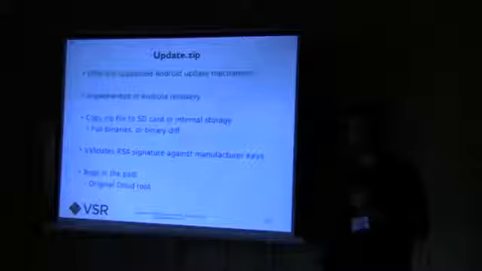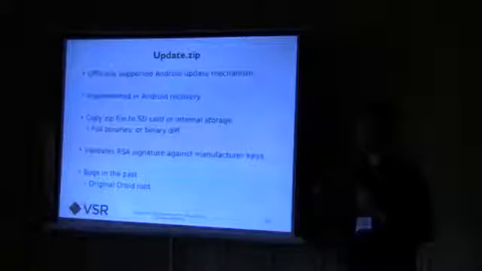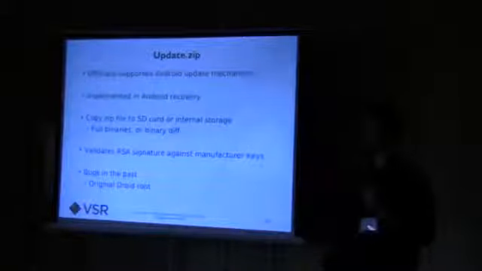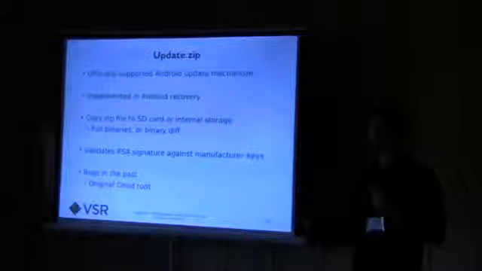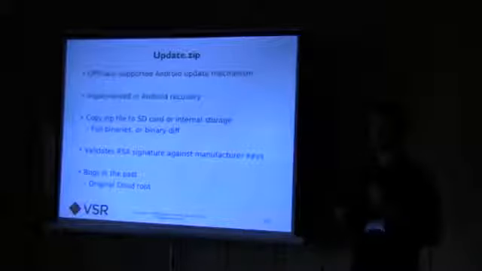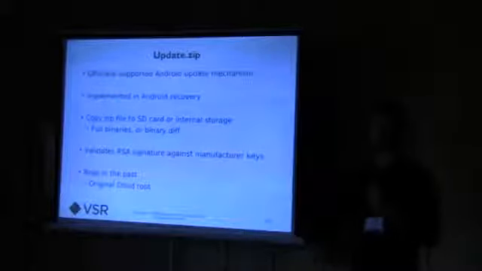There have actually been bugs in the past in this mechanism. The original Droid root was due to a problem where you could actually concatenate two update.zip files and tinker with a few bytes to cause it to verify the signature on the first half and then apply the update from the second half.